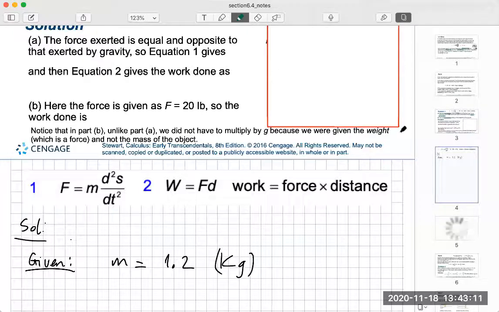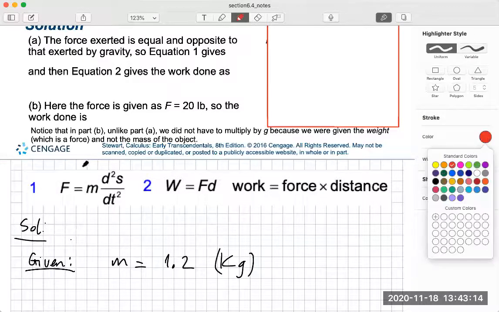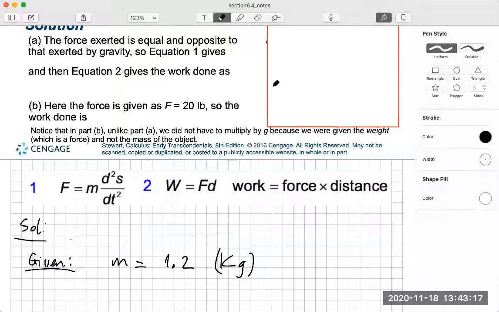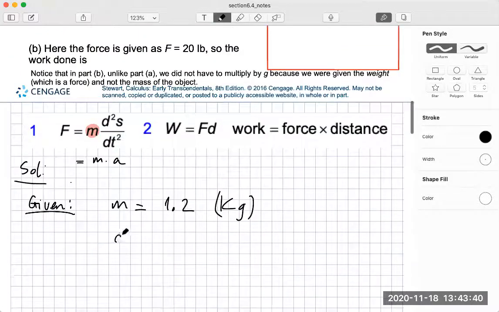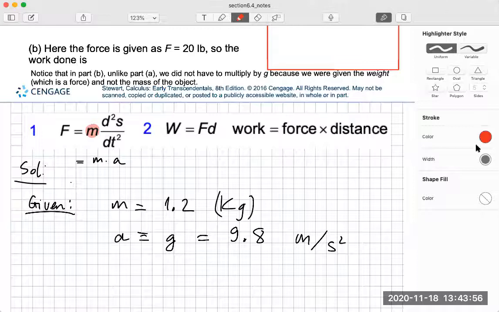What else are we given? We're given m, and the acceleration here, a, in this case, is equal to g, which is the acceleration of gravity, and it is given as 9.8 meters per second squared. This is the second thing given.